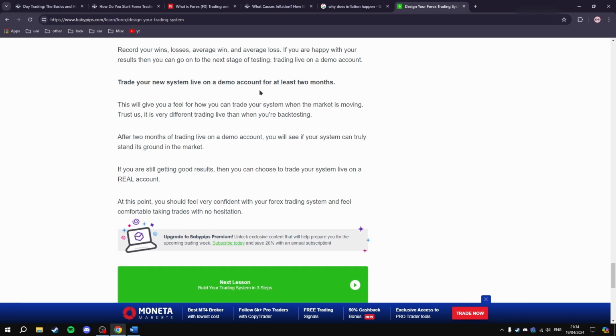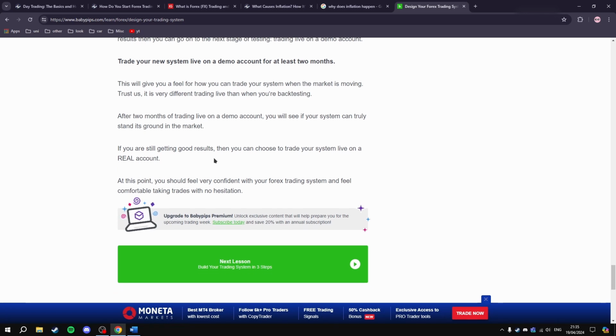Trade your new system live on a demo account for at least 2 months. This will give you a feel of how you can trade your system when the market is moving. Trust us, it is very different trading live than when you're back testing. After 2 months of trading live on a demo account, you will see if your system can truly stand its ground in the markets. If you are still getting good results, then you can choose to trade your system live on a real account. At this point, you should feel very confident with your Forex trading system and feel comfortable taking trades with no hesitation.